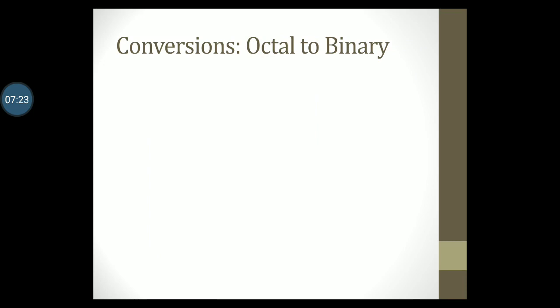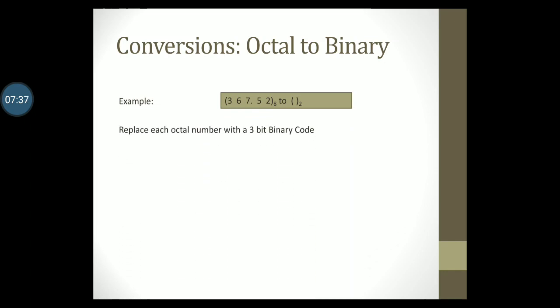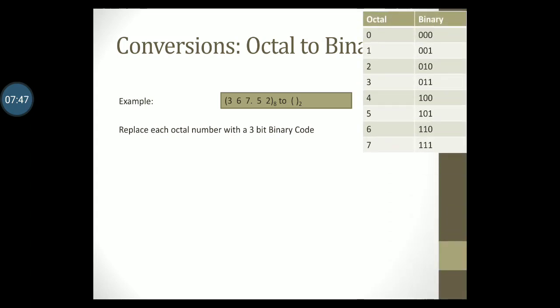Now let's take a look at octal to binary conversion. Let's take an example. Convert 367.52 to the base 8, convert it to binary. This technique is very easy, provided you remember the 3-bit binary code for the decimal numbers 0 till 7. Recollect the table that I had shown you in the previous video on octal numbers. So let us start converting.